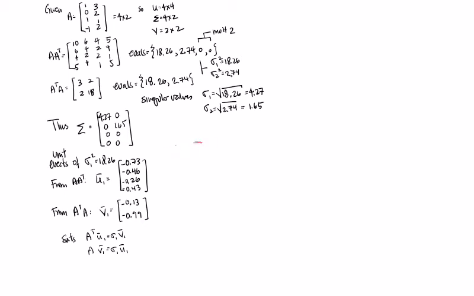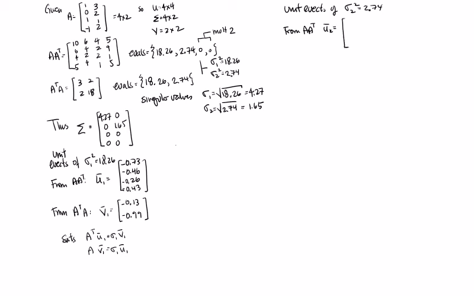Actually, let me do this. I want to make sure we have space to write the final matrix calculation. So then we look at the unit eigenvectors of this eigenvalue, the second one, 2.74. We find from A transpose, we have our U2.